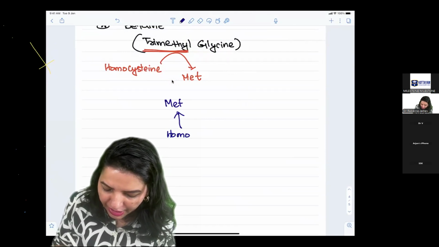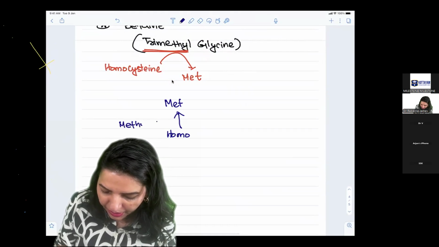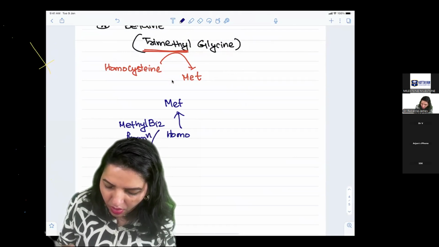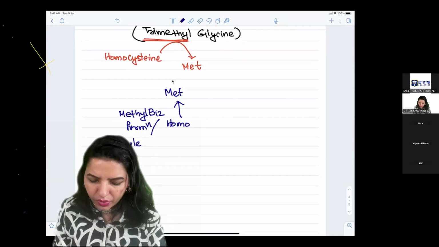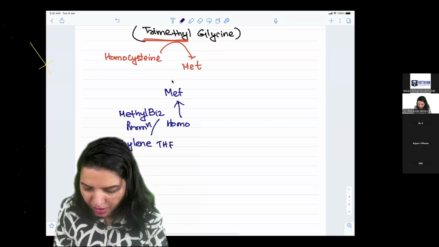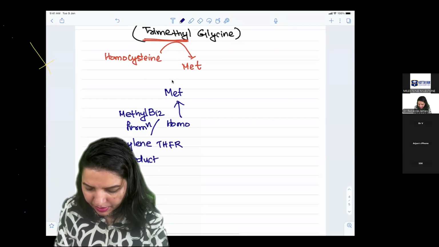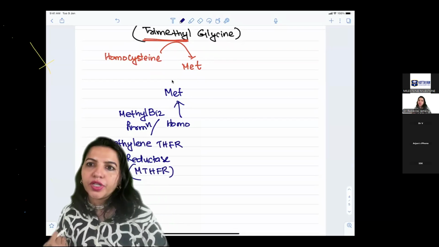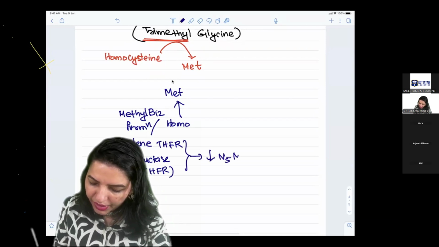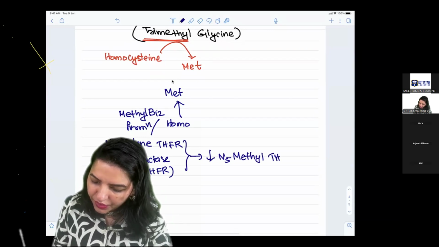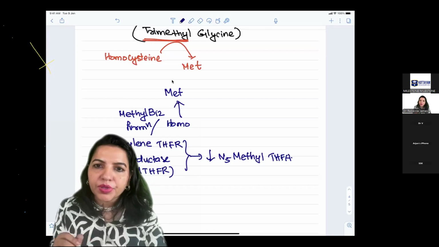Here is the defect. So it can be either due to a defect in methyl B12 formation, or it can be a defect in this enzyme, methylene THFR reductase, in short MTHFR. Methylene tetrahydrofolate reductase. The problem with methylene tetrahydrofolate reductase is it reduces the availability of N5 methyl THFA. Or it can be a methyl B12 formation defect.